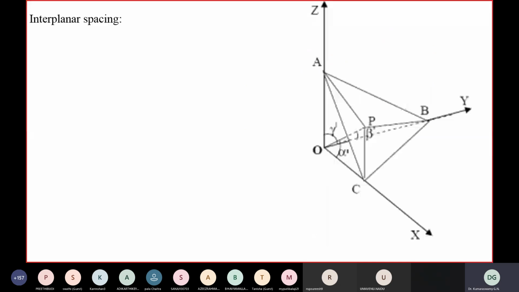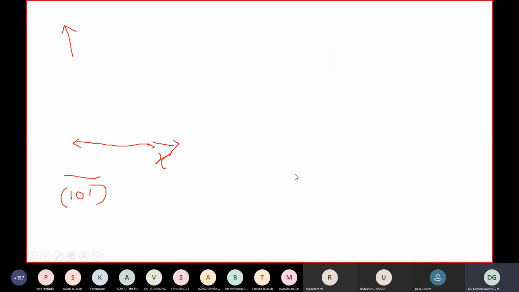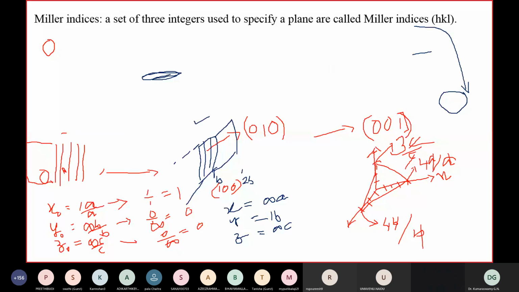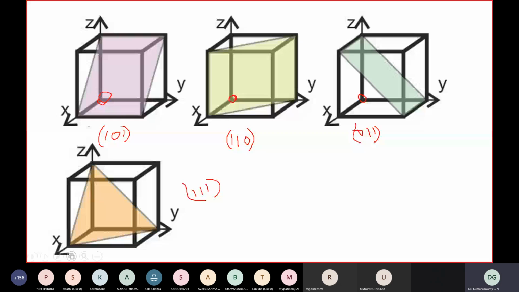So this is a 1-1-1 plane. This is the x-axis, y-axis, z-axis. We have taken the z-axis cut at 1, y-axis cut at 1, x-axis cut at 1, and we have got the 1-1-1 plane. The same diagram is used here: x-axis cut at 1, y-axis cut at 1, z-axis cut at 1. So this is the 1-1-1 plane.